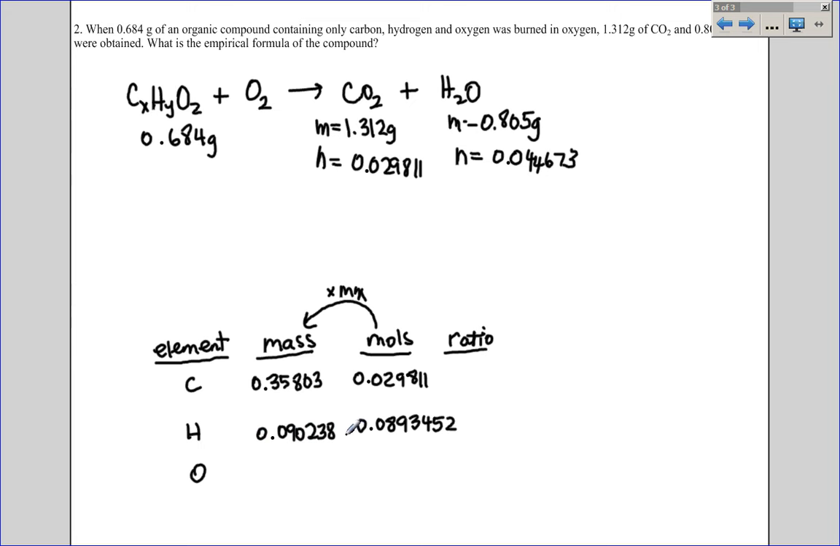Again, with these questions, I've talked about it before, it's really important to carry lots of significant digits. You're given very precise data in the question, and our ultimate goal is to get very nice whole number ratios. And so in order to do that, you need to carry lots of significant digits.